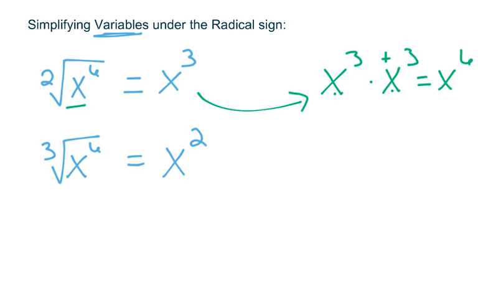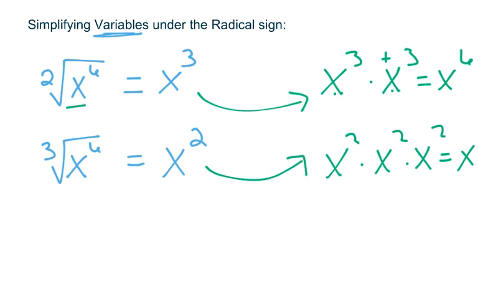Now again, let's make sure that that makes sense. I am multiplying this by itself 3 times, because that's what my index is up here. So x squared times x squared times x squared. 2 plus 2 plus 2 is 6. Okay, so with that in mind, we are going to move on.